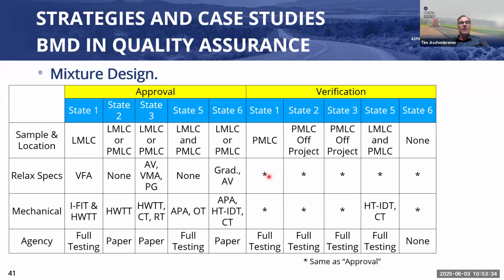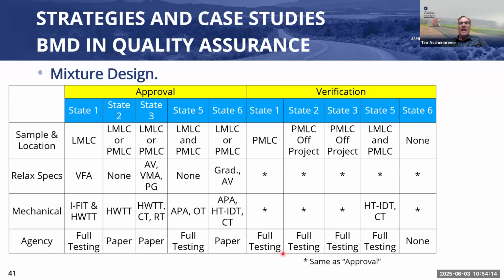The relaxed specs for the mixed design approval stay the same relaxed specs for verification. The mechanical tests, here's an interesting observation, is the introduction of a surrogate test. So for mix approval, there has to be the asphalt pavement analyzer and overlay test. But when you go to verification, some tests are a little simpler in terms of specimen preparation. Some tests are a little faster in terms of timing. And so state 5 has gone to surrogate tests for verification, the high temperature IDT and the ideal CT. Now, if one of those were to fail, they would go back to the mechanical tests they use for approval.